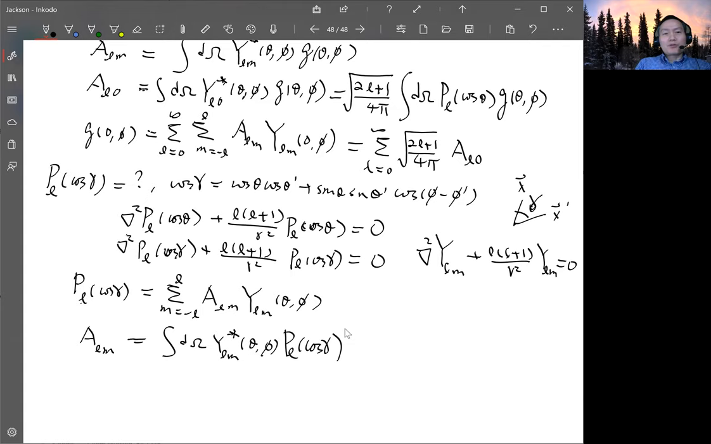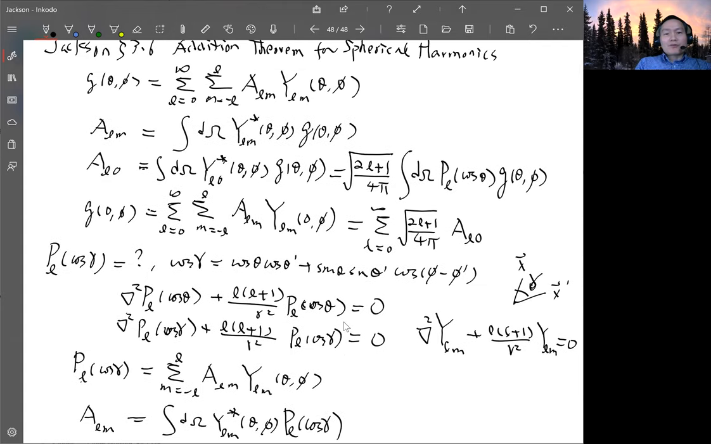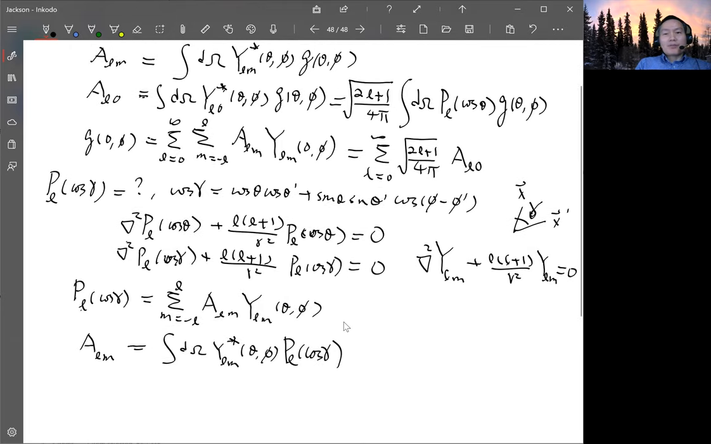Now we need to use what we got in the last section. Basically it's this relationship: A_l0 is given by an integration over solid angle of P_l cosine theta times a function. You compare this with that: you have P_l cosine theta here, but P_l cosine gamma there, and this g times this coefficient will be identified as this Y_lm.